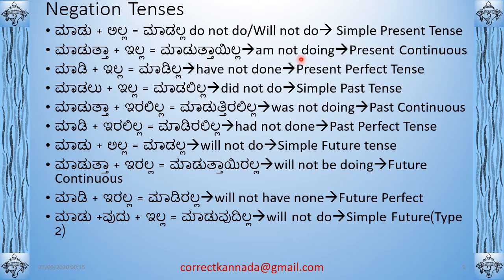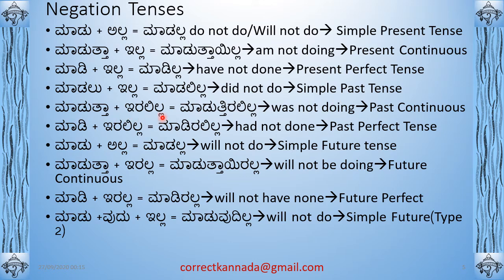Then madutta illa means I am not doing, present continuous tense. You will use illa here. Madilla means have not done. Nanu ಆ ಕೆಲಸ ಇದಕ್ಕೆ ಮುಂಚೆ, before this, ಮಾಡಿಲ್ಲ, have not done. Then ಮಾಡಲು plus illa, ಮಾಡಲಿಲ್ಲ, did not do. This is simple past.